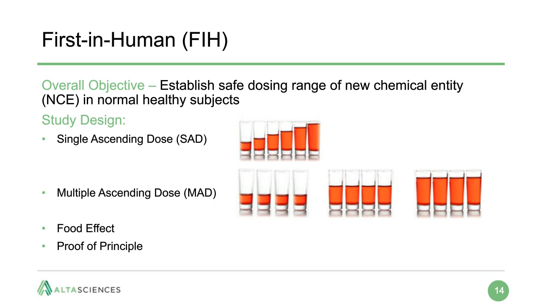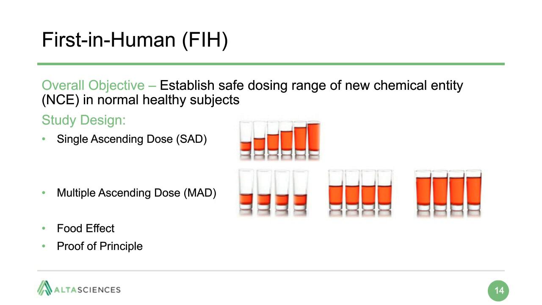A protocol written for a first-in-human study will involve a dose escalation design where different cohorts of subjects will be administered a single dose of the drug. This is called the single ascending dose phase. A cohort of 6 to 8 subjects will be typically randomized to a drug or placebo and evaluated for adverse events by a safety monitoring committee before escalating to the next dose level in the next cohort. In this diagram, there are 6 single dose levels, which is typical for single ascending dose studies.